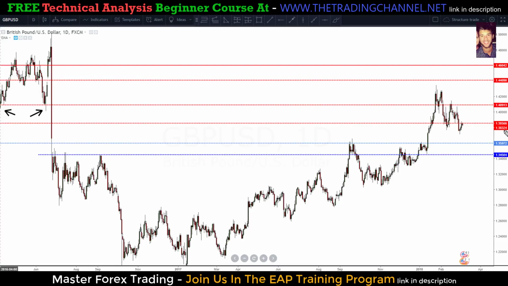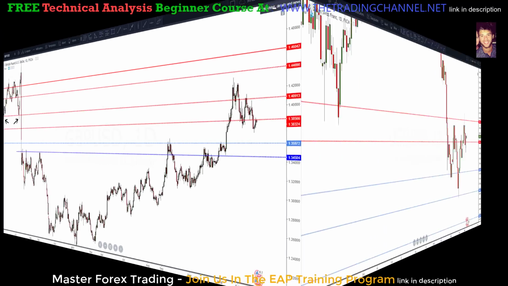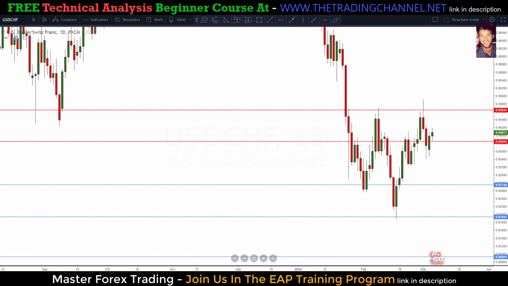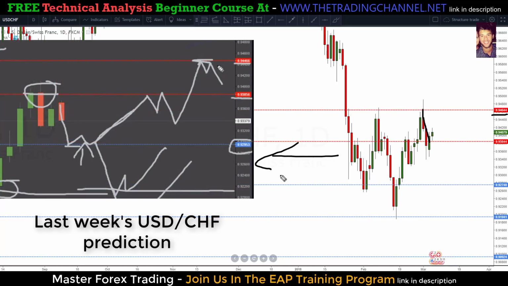Now let's go ahead and move on to our final pair, which will be the dollar Swiss. So last week on this dollar Swiss pair, we talked about the 0.9464 level as being possible resistance. We thought this was an area that would push the market down with some selling pressure, and I'll put a screenshot of that right over here on your screen. Now, why did we expect this?